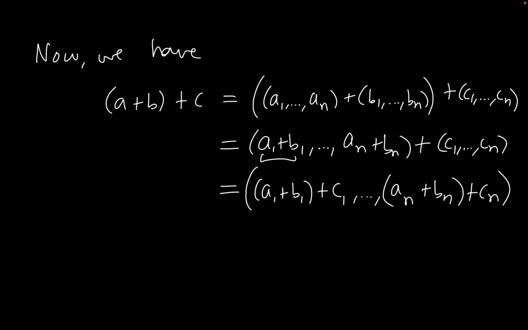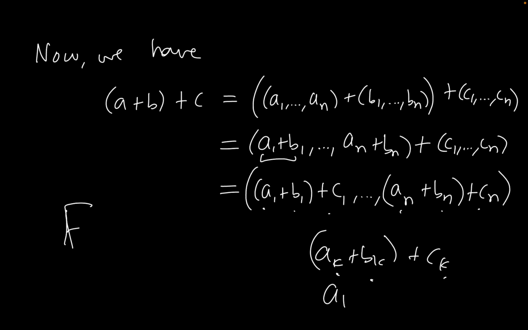Now you notice that A1, B1, C1, An, Bn, Cn, and every AK, BK, and CK are also scalars. So essentially they are all elements of the same field F. And we know that the associative property holds true. It's one of the defining axioms of a field. So clearly this sum will be associative, and we can write this as AK plus BK plus CK.